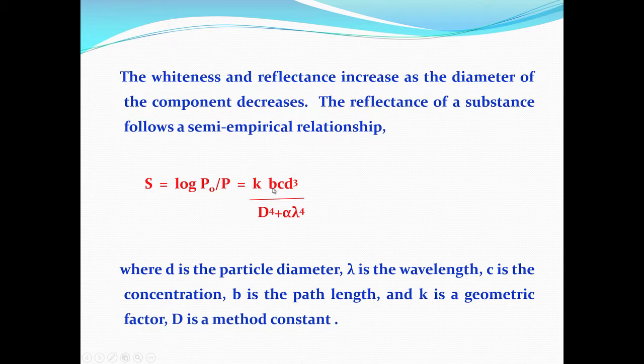Here the path length is constant, and the particle size is constant; you should try to keep it that way, in the most homogeneous way. Capital D is a method constant, so it is automatically fixed, and lambda is fixed, and if lambda is fixed, alpha is fixed. k is a proportionality constant, a geometric factor. So you can say that log of P naught by P is proportional to concentration. That is how painted materials can be determined.